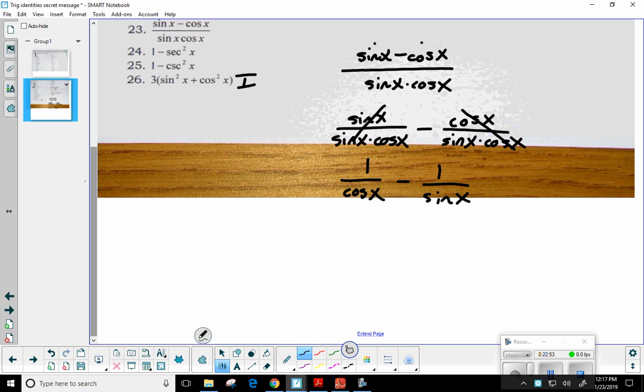And now maybe we go ahead and use an identity. What's 1 over cosine? Oh, not tangent. That's secant. What do we call that identity? It has 2 names. Starts with R, ratio, or the quotient identity. There we go. So secant of x minus, what's 1 over sine? Cosecant. Cosecant of x. Okay, and I'm looking through my answers. Is there an answer that says secant of x minus cosecant of x?